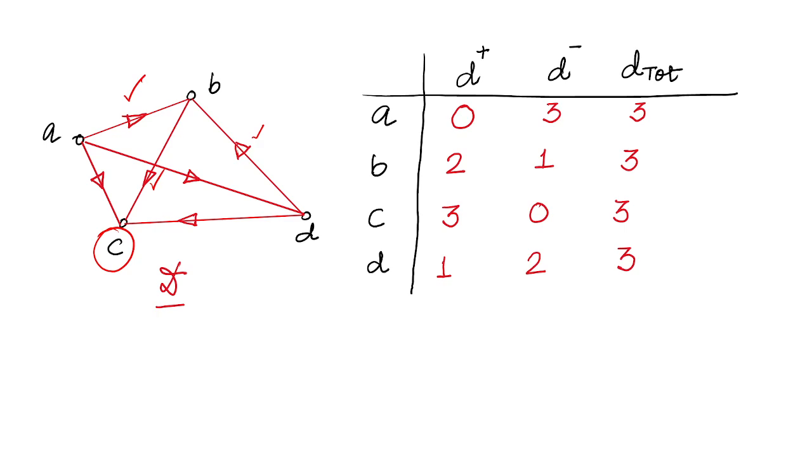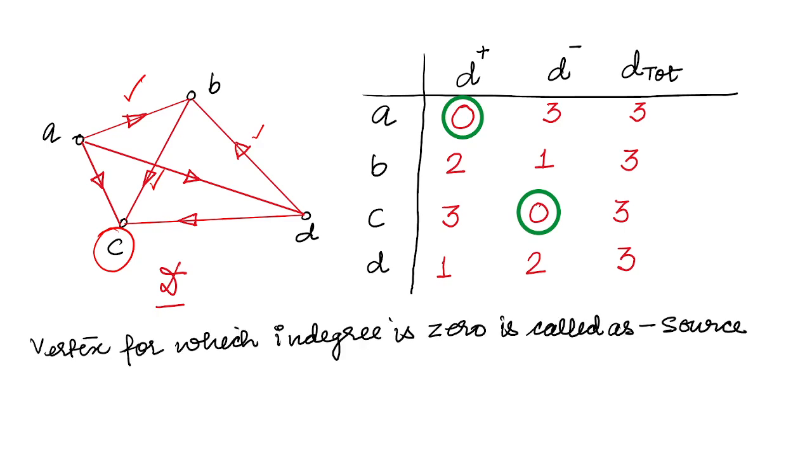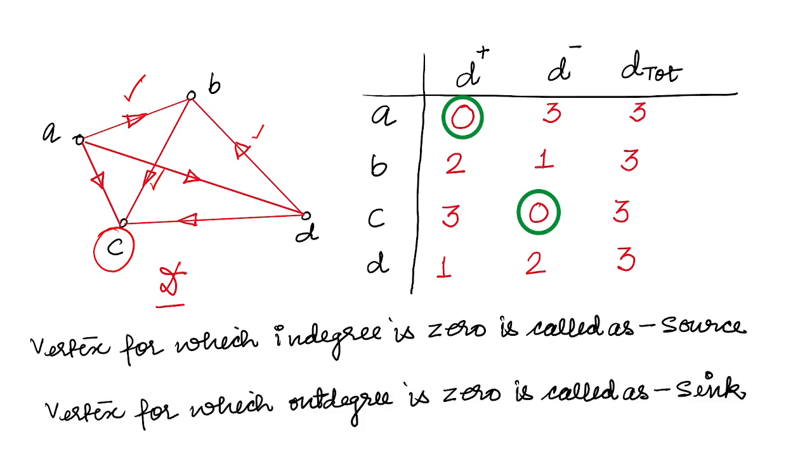The important thing is to note vertex A and vertex C. The in degree for vertex A is 0, which means no arc is falling into A. Whereas the out degree for vertex C is 0, which means no arcs are going out from vertex C. So vertices where nothing is coming in, that is, in degree is 0, are called sources. Vertices from which nothing is going out, that is, out degree is 0, are called sinks.